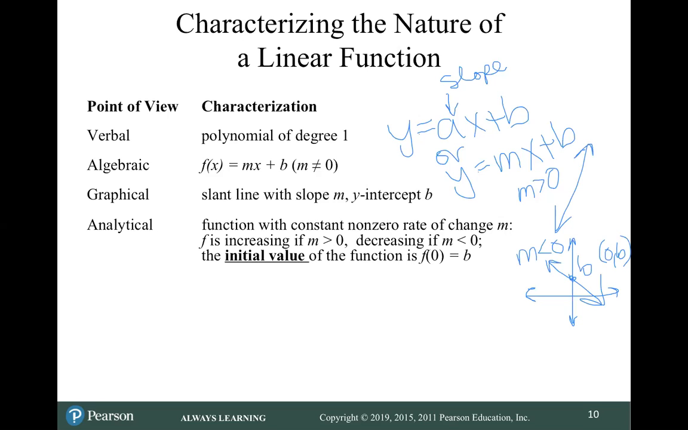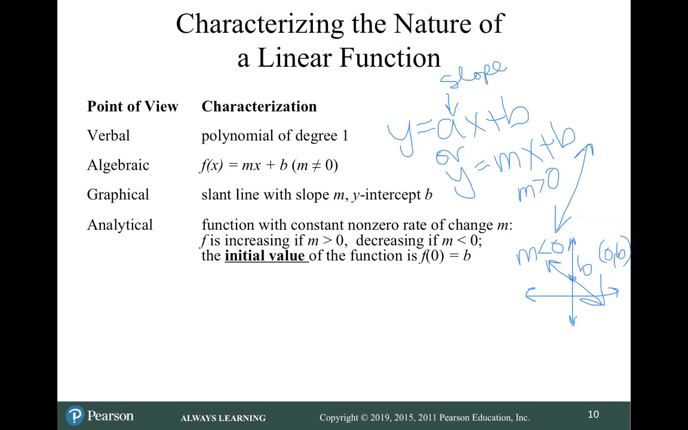And then analytically, thinking about this from a theoretical standpoint, we know that this is a function with a constant non-zero rate of change. So it is changing over time. It's not a flat line, it's not constant, but the rate of change is constant. And we call that my slope, which is m. f is increasing if m is positive and decreasing if m is negative.